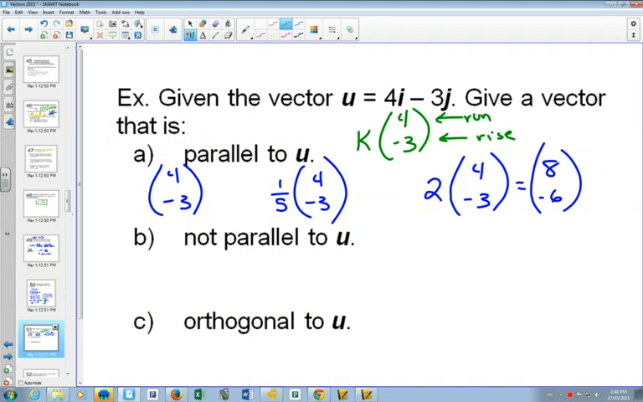So if we wanted something not parallel to it, we just have to change one of the numbers. (8, -3) would be a different slope, and that would not be parallel.